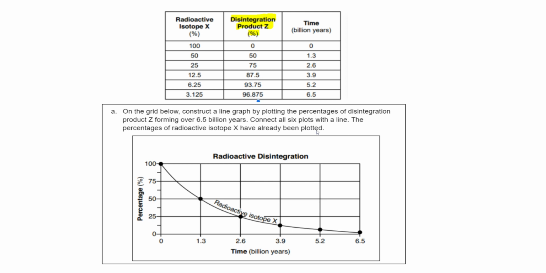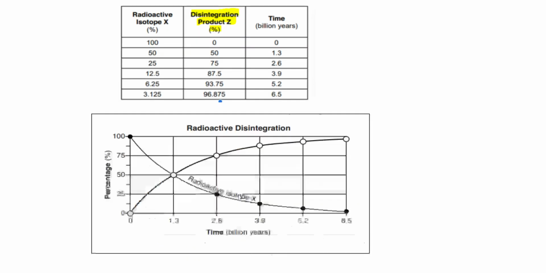Connect all 6 points with a line. The percentages of radioactive isotope X have already been plotted. So this is our graph for radioactive isotope X. They already drew that graph for us. As expected for any radioactive isotope, with each half-life, that isotope's amount should go down, just like the graph is showing. Which means if we have to plot the disintegration product Z, I know the stable product that any radioactive isotope will create will start to go up, right? It will increase exponentially in a curve. So if I plot the disintegration product Z on the same graph, it should look something like this.